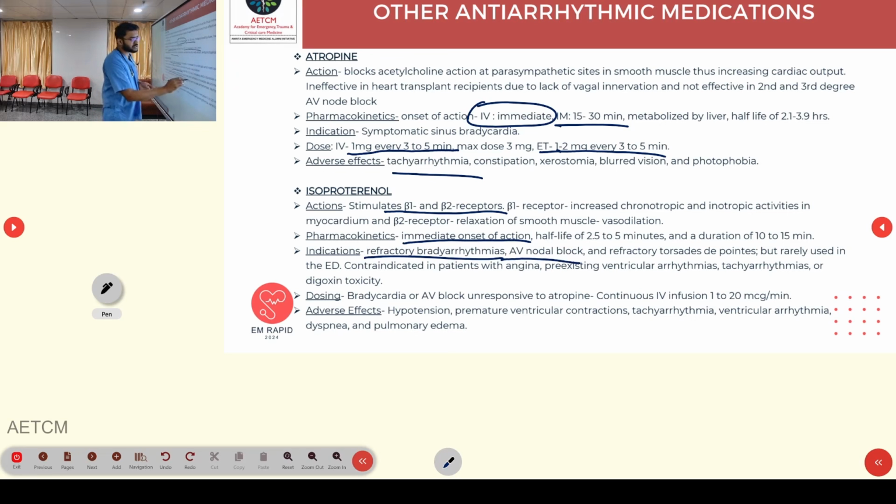So it's rarely used in the ER. And it's contraindicated in patients with angina or pre-existing arrhythmias, ventricular arrhythmias, tachyarrhythmias, and also in digoxin toxicity. The dosing in bradycardia and AV block is a continuous IV infusion of 1 to 20 microgram per minute, and similar side effects are there with isoproterenol as well: hypotension, PVCs, tachyarrhythmias, ventricular arrhythmias, and all.